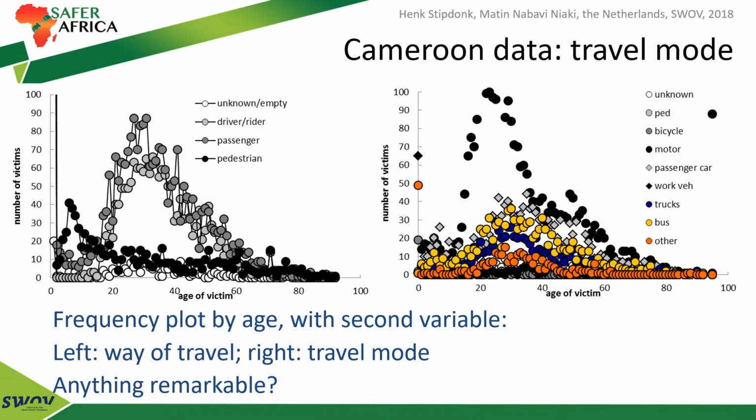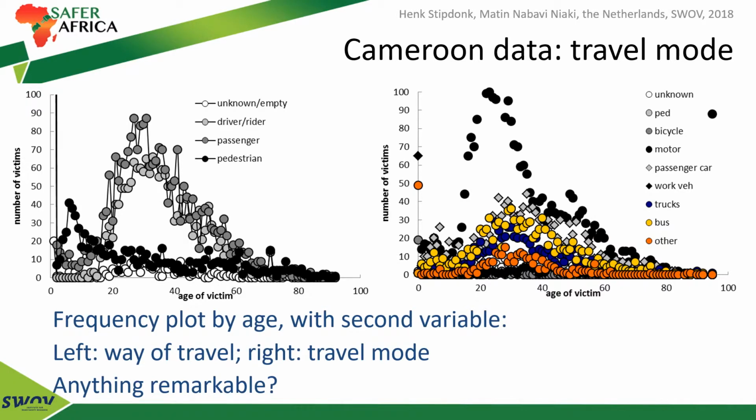Then we have zero age and unknown age, and they may be mixed up here because here we see 0 and 0 for work vehicles and for other, and other suggests that we do not know the travel mode, and the fact that there are so many people of those travel modes with a 0 age, there's reason to suspect that 0 age is mixed up with unknown age.